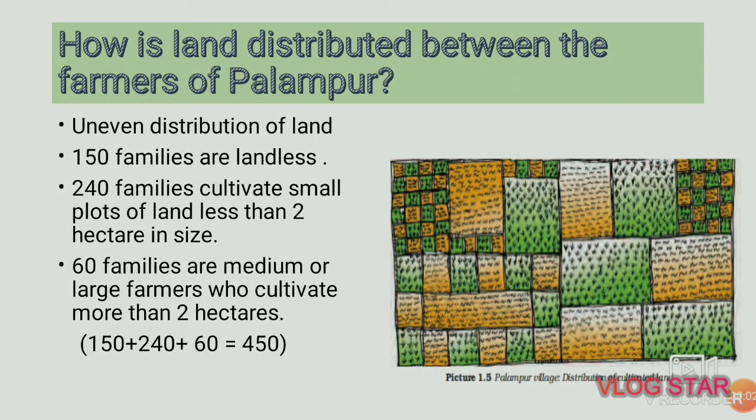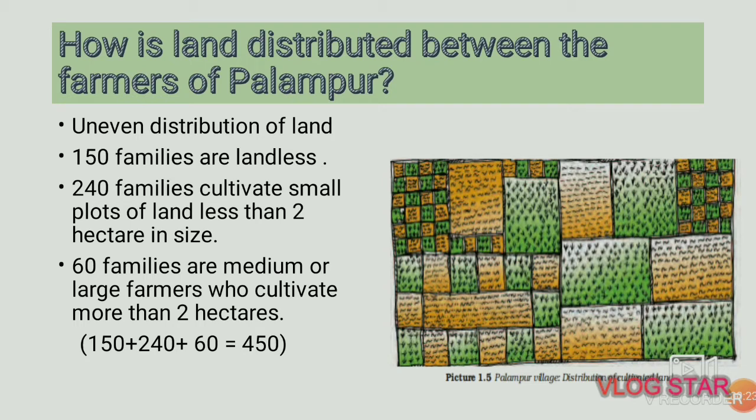this is the first topic that we are going to deal with: how is land distributed between the farmers of Palampur. You can see in the picture that half the portion is being occupied by the large farmers, whereas small portions are provided to small farmers. Okay, so let's see how it is unevenly distributed.